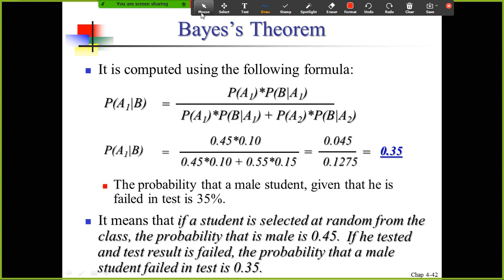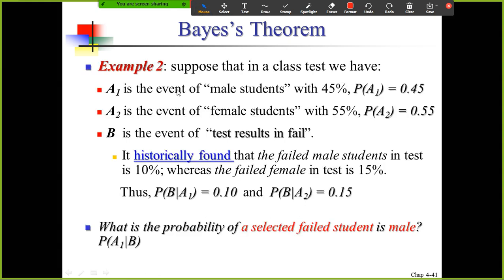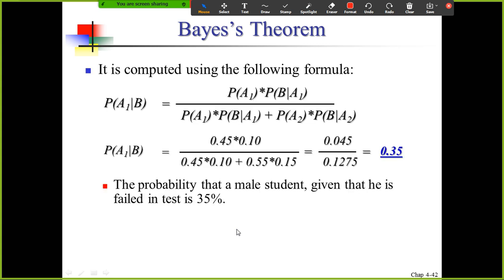So this is the other condition. Back again. A1 is male in class. A2 is female in class. B represents the fail test result. Okay, this is historical data, and this is the probability that, among failed students, the student is male. That's why we can find that one.